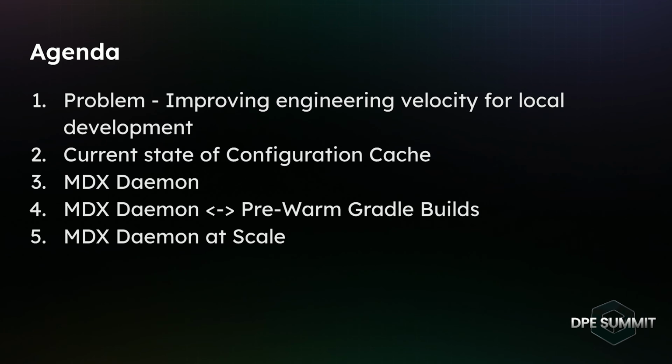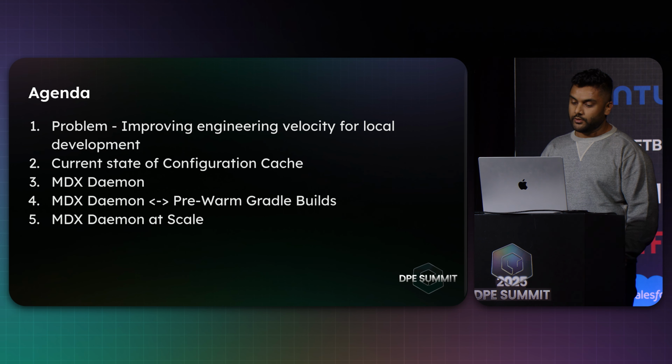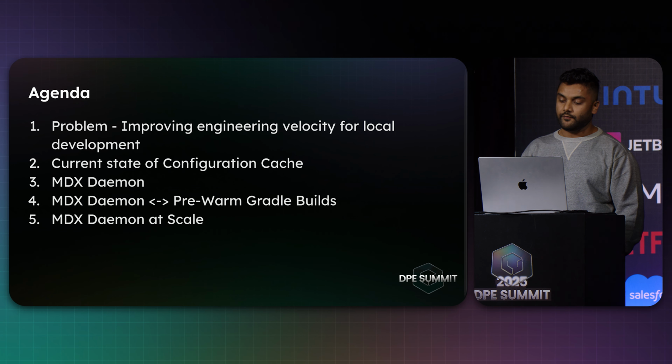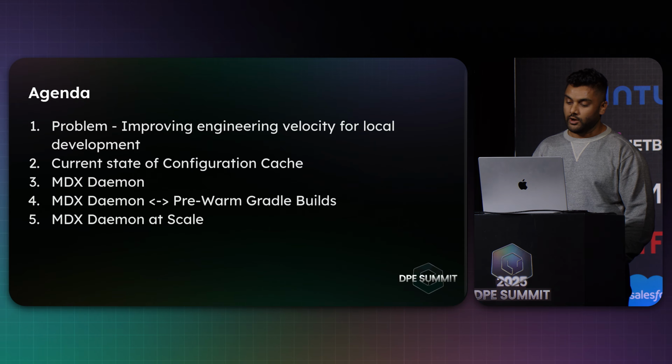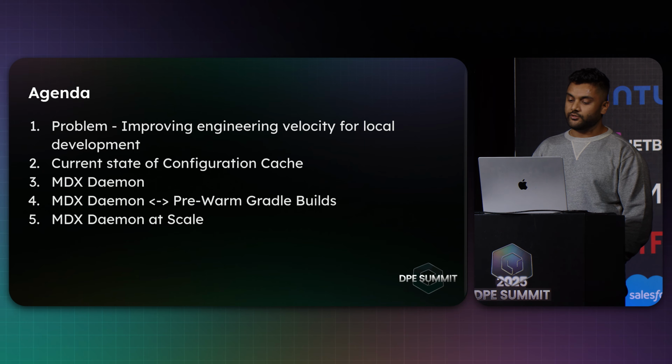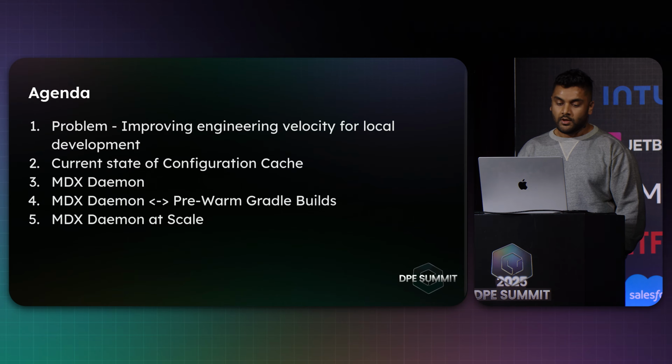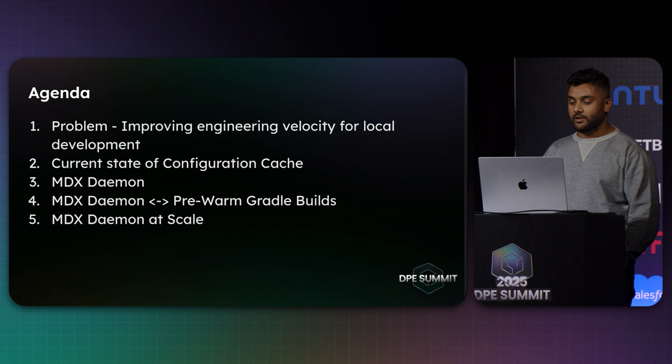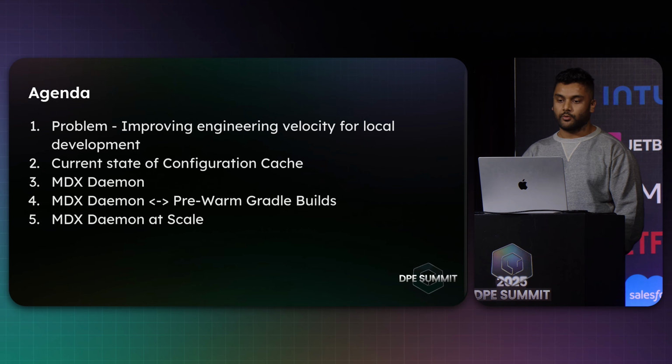I'll start off by talking about the problem that we're trying to solve, which is improving engineering velocity for local development, specifically build speed. I will then briefly talk about the current state of our build, specifically the configuration phase, and the strategy we came up with to increase the cache hit rate. Next, I'll talk about a unique system we built to leverage developer machines to execute jobs in the background. Then I'll talk about how we use this system as a foundation for pre-warming our Gradle builds. Finally, I'll tell you about how we scaled this system so that it can be leveraged across different teams and platforms to further boost developer productivity.